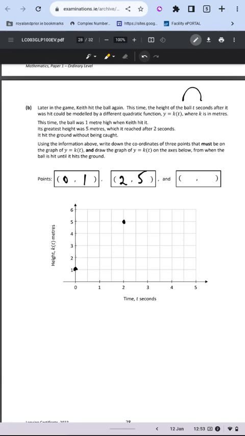Find the other point. Now it's going to have a symmetrical feel about it. So it went 2 across there, 2 across, and it went up 4. So the next thing we're going to go 2 across and down 4. It's the greatest height there. Its greatest height was reached, so 2 across from 2 is (4, 1).